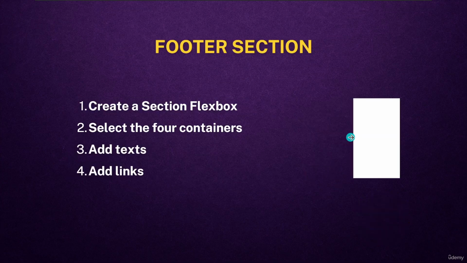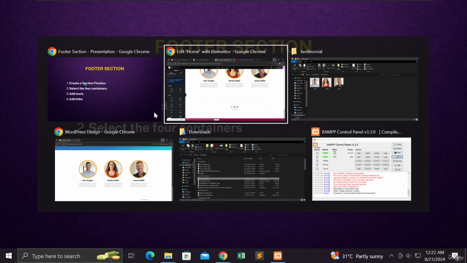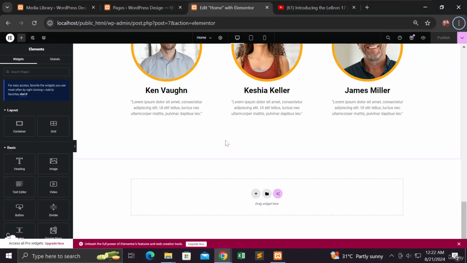What we are going to do is create a section, select the 4 containers, and add text, and also we will add links. You might wonder, why would I use the section for the footer? It is because when we look at our builder, there are limitations when it comes to using the Elementor plugin.